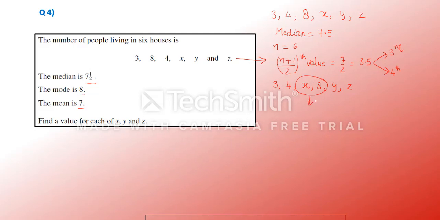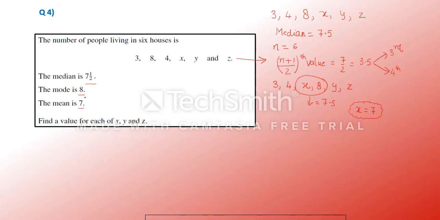So the mean of these two values is 7.5. It is not difficult to understand that the value of x needs to be 7, because only if the value of x is 7 are we going to get the mean of 7 and 8 as 7.5, and that then becomes the correct value of the median. Alright, let us proceed further now.